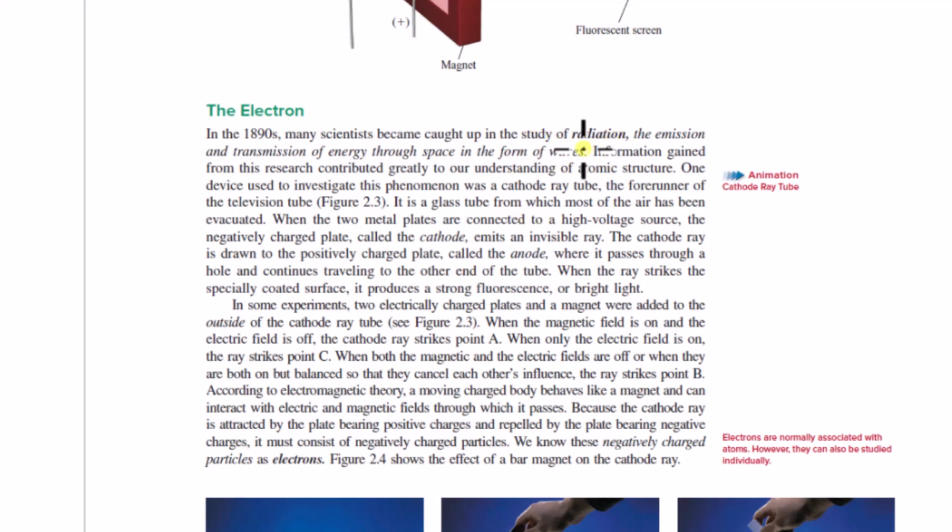So in the process of studying radiation, they were able to make great contributions to our understanding of atomic structure. One device used to investigate this phenomenon was a cathode ray tube, the forerunner of the television tube. It is a glass tube from which most of the air has been evacuated. When the 2 metal plates are connected to a high voltage source, the negatively charged plate, called the cathode, emits an invisible ray. The cathode ray is drawn to the positively charged plate, called the anode, where it passes through a hole and continues traveling to the other end of the tube. When the ray strikes the specially coated surface, it produces a strong fluorescence, or bright light.